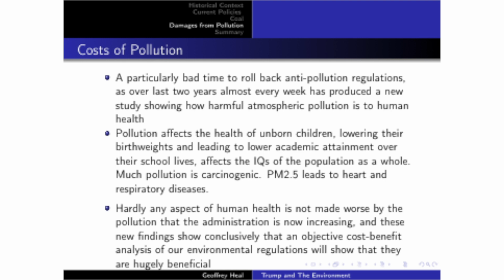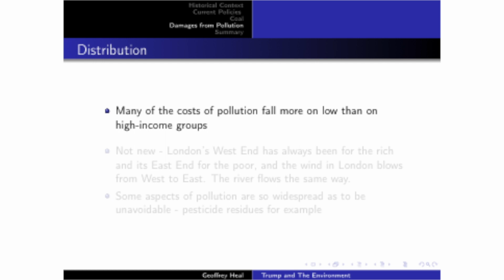So what emerges from all of these studies is that there's hardly any aspect of human health which is not made worse by the pollution that the administration is now increasing. And it's very clear from these studies that an objective cost-benefit analysis of environmental regulations would show that they are hugely beneficial. Another interesting point, worth emphasizing, though I'm sure it's not of great concern to the administration, is that many of the costs of pollution fall more on low-income groups than on high-income groups.